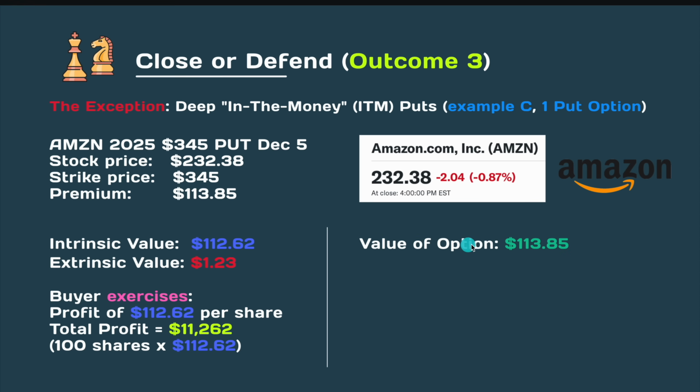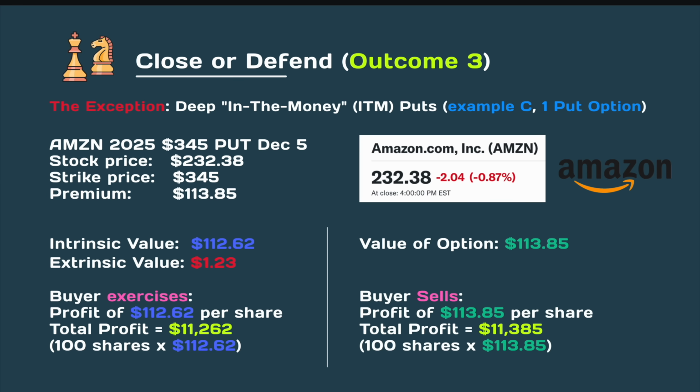We're going to contrast this to what the option is worth on the open market. You'll notice the value of the option on the open market is basically the premium. If the buyer were to try to trade this away, the profit the buyer is going to come up with is 100 shares for the one option times $113.85. That gives them a total profit of $11,385. Compared to exercising early, it's a difference of $123, or the extrinsic value.